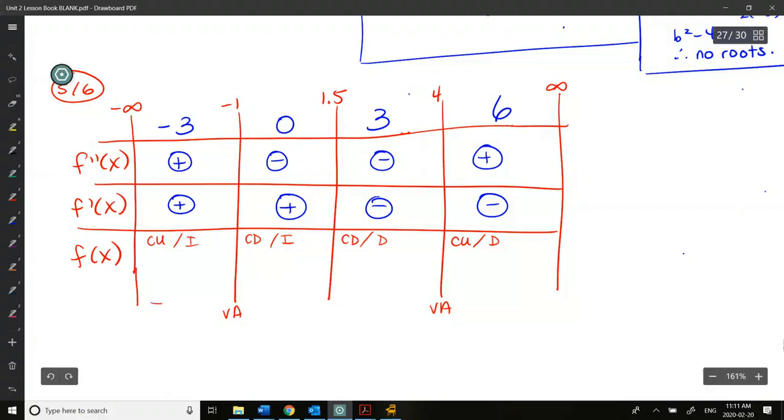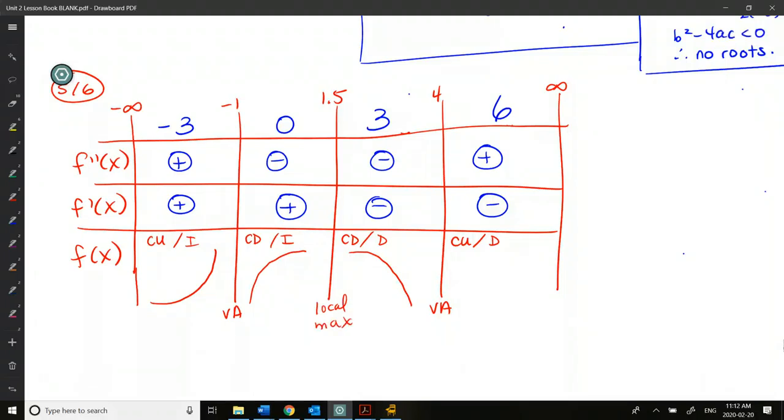Okay, so concave up and increasing, here's what we look like. And then concave down and increasing. Concave down and decreasing. And we knew that 1.5 was a critical number, so what does that mean about 1.5? Local max. And concave up and decreasing, so we're looking at something like this.